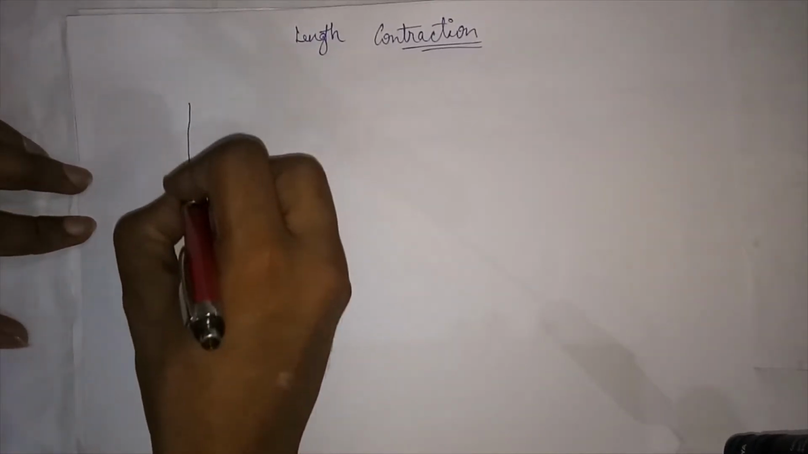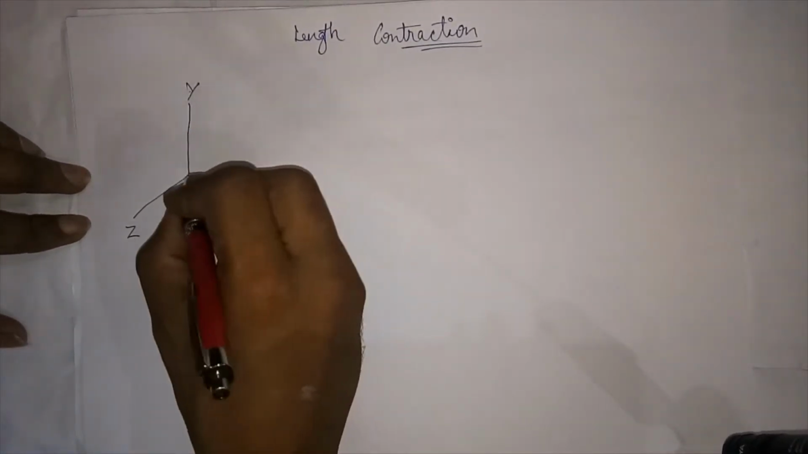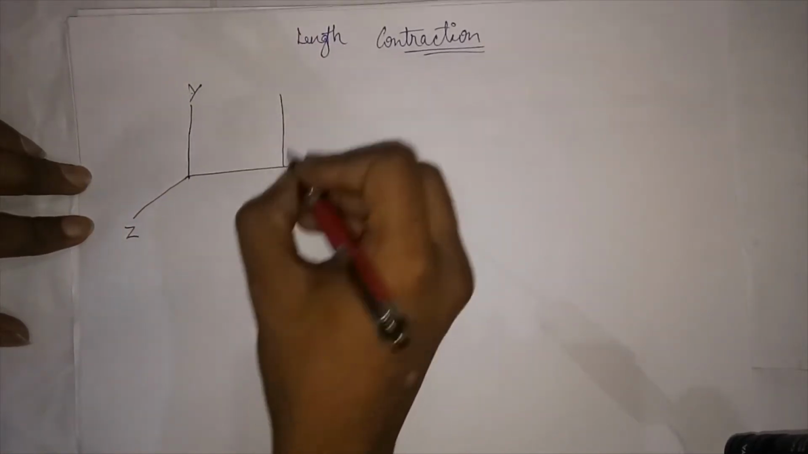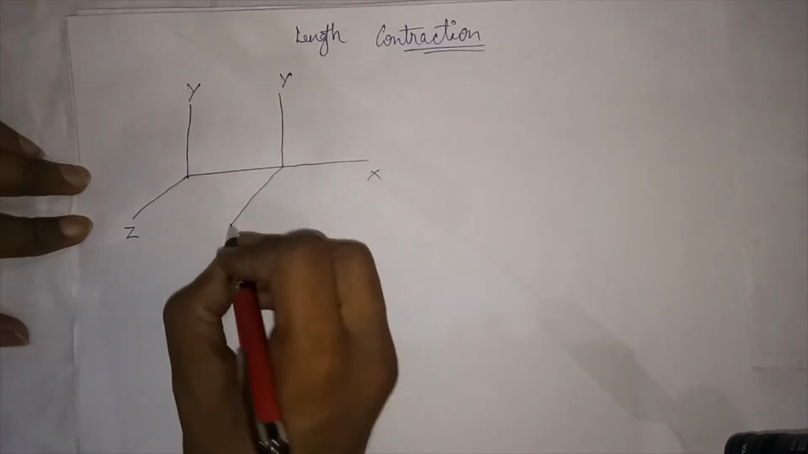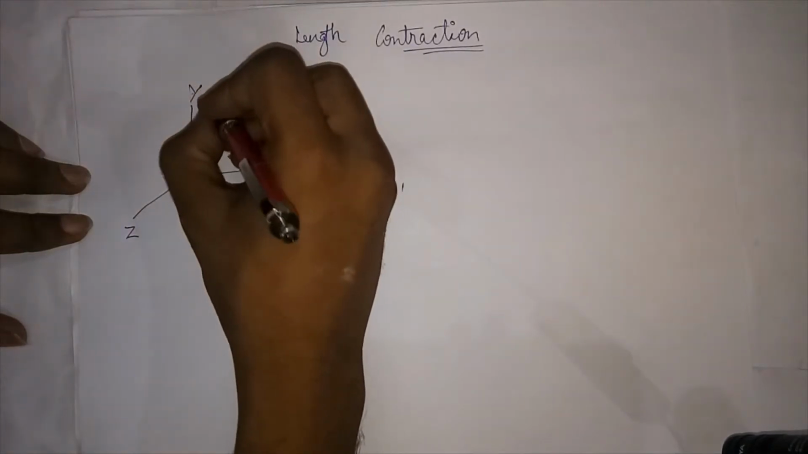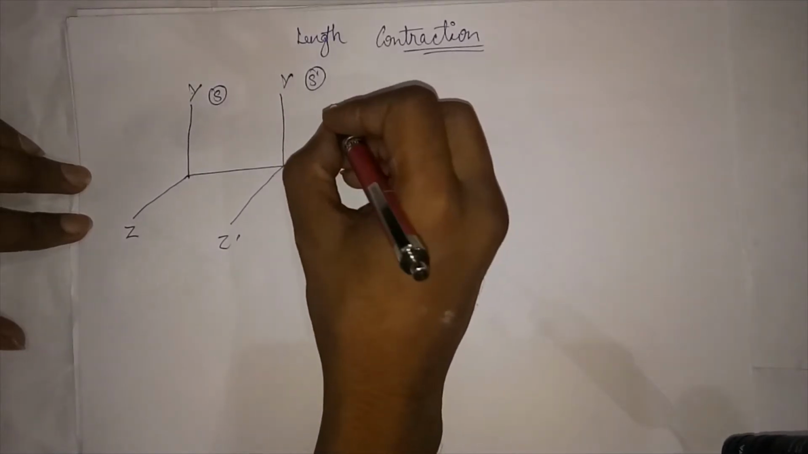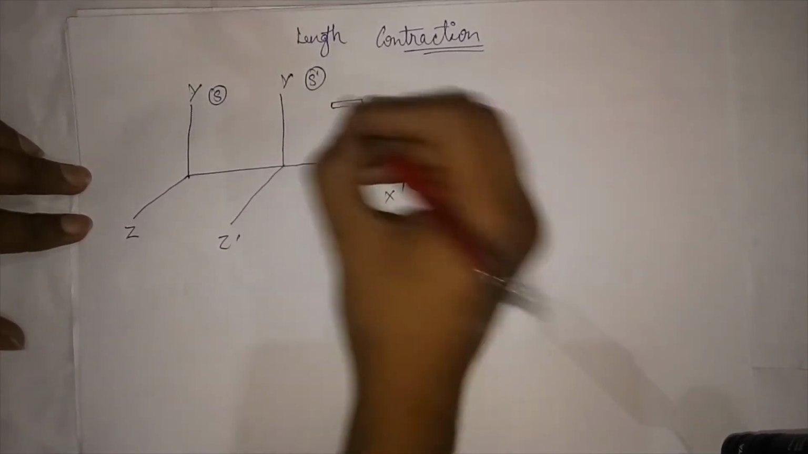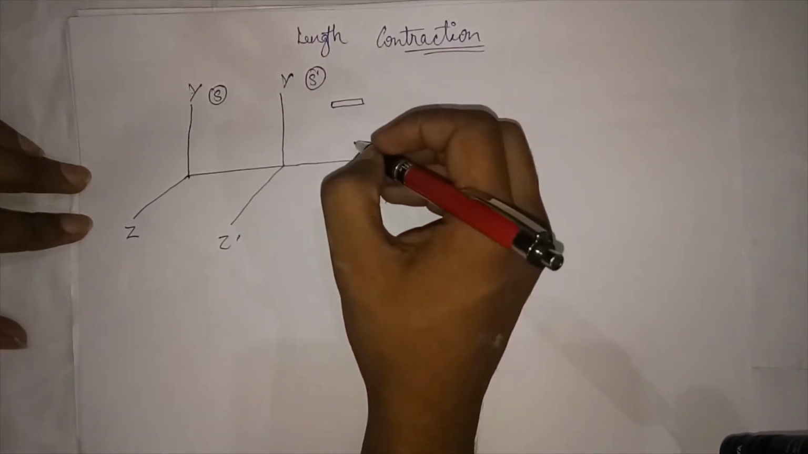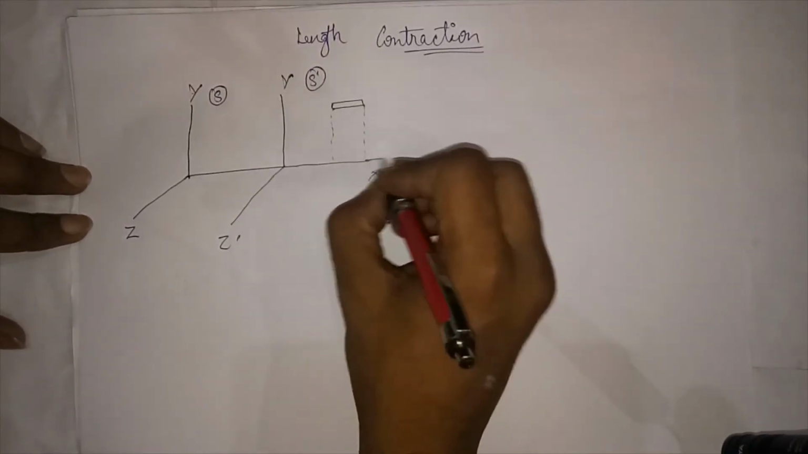So this is our y-axis, this is our z-axis and this is our x-axis, and this is y dash, this is z dash, and this is our x dash. This is a stationary frame of reference and this is a non-stationary frame of reference named S dash. Now suppose we have a rod of length L which is placed in the non-stationary frame of reference. This is its starting and end points.